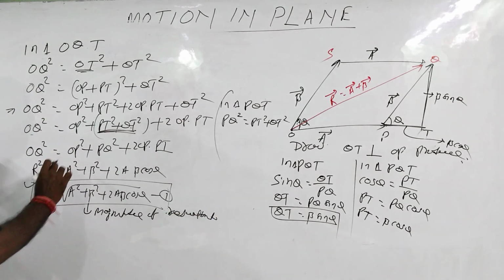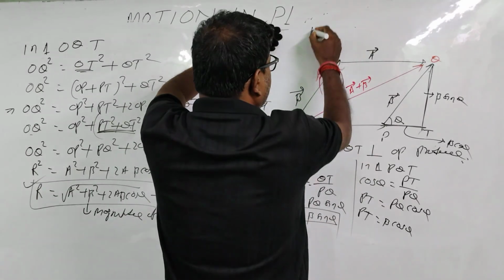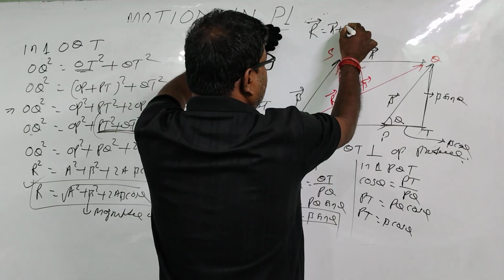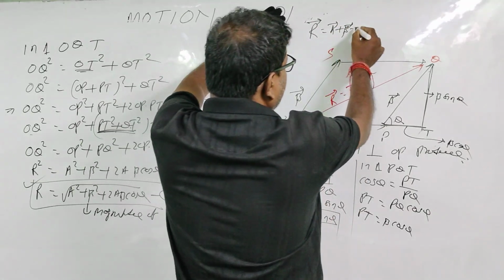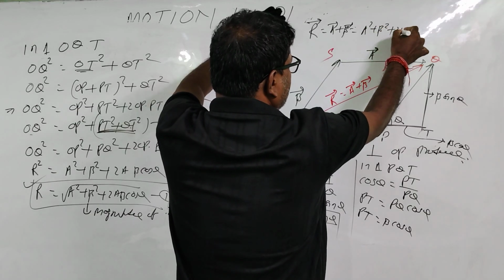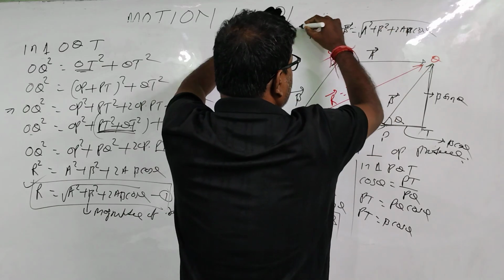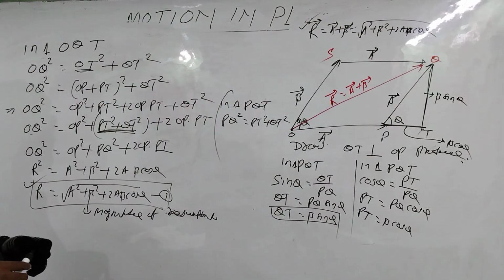Okay. With the magnitude of resultants, understand the content. The resultant addition R means A plus B. Resultant means A plus B equal to the square root of A square plus B square plus 2AB cos theta. This is the magnitude. Note this point. This is the magnitude of vectors.